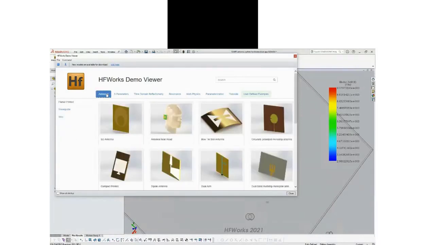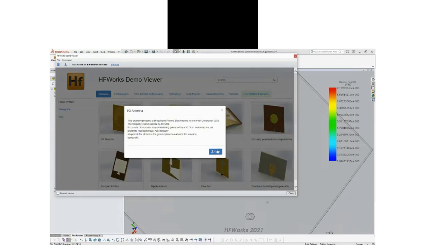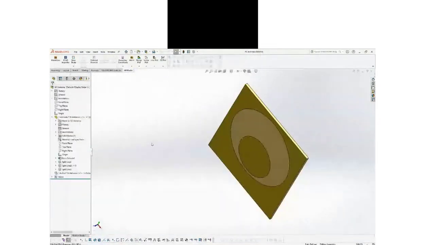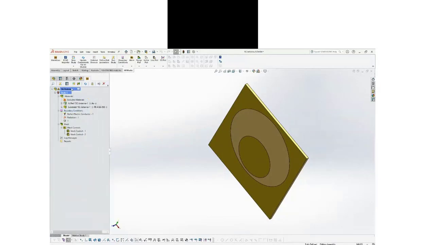And you have a whole bunch of examples that are essentially ready for you. Let's say you want to work on a 5G antenna or antenna near head or something like that. If you wanted to see how this problem is set up, I can say this one and open this. So you load this, it comes into SolidWorks. This problem is already ready for you. All you have to do, you can come here and say, okay, what is this? Oh, this is air, so no problem. So we can see what is my substrate.